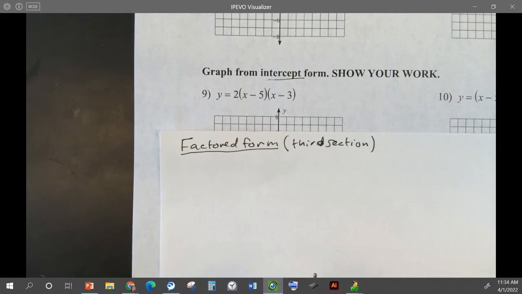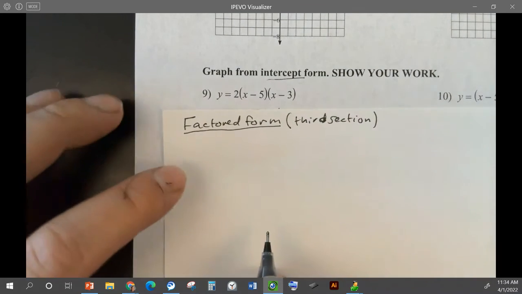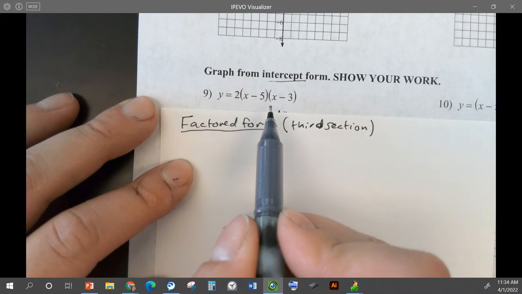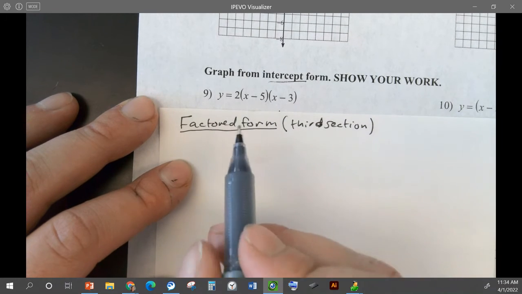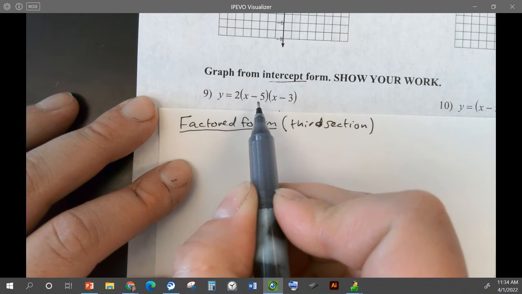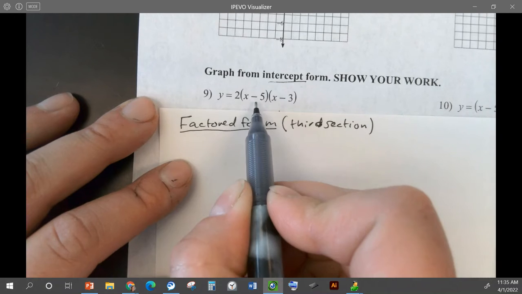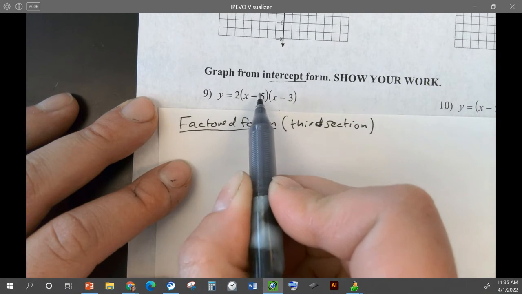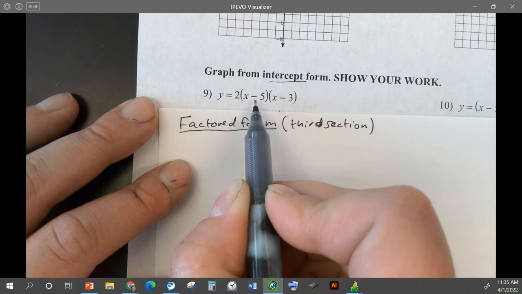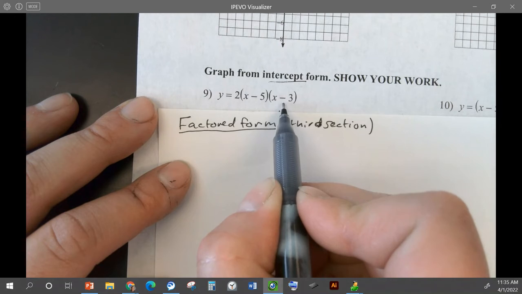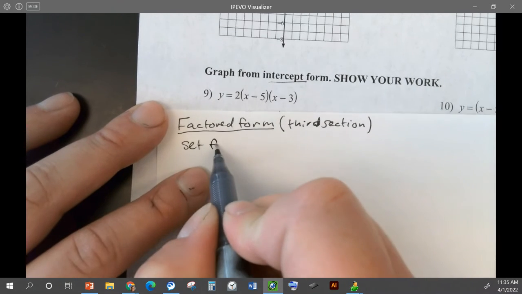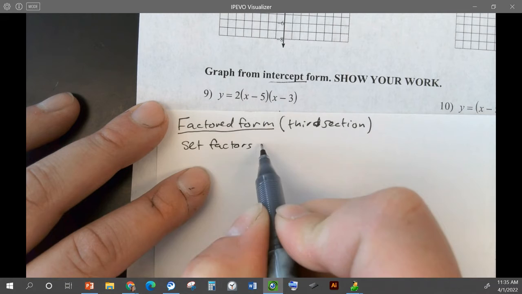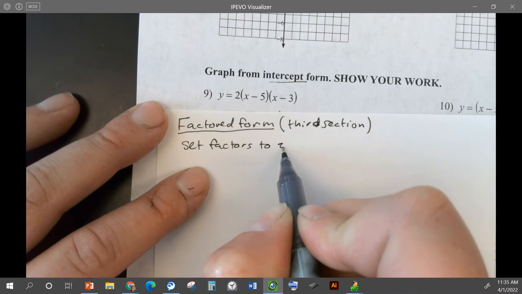Okay. So this one, we have these factors. We are going to set these equal to 0. Or you can look at this and you can say, oh, my intercept is going to be the opposite sign of this number. So this one would be +5, this one would be +3. Or you can set the factors to 0.